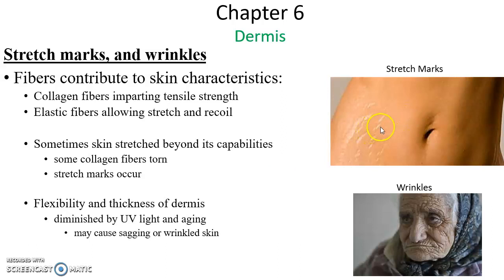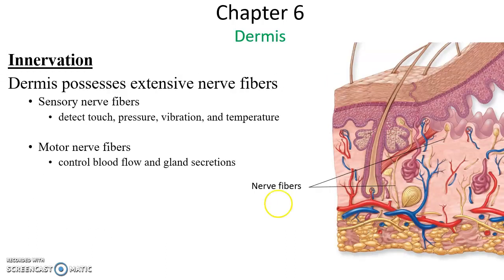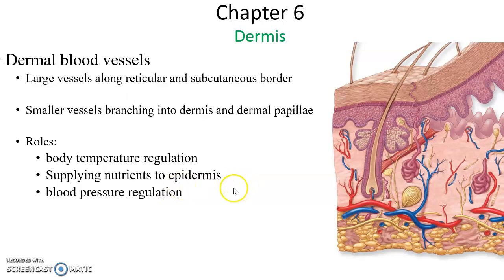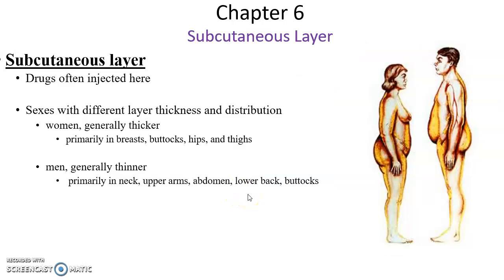Stretch marks are when the collagen fibers are damaged and cannot repair correctly, and so you have these torn fibers leaving the stretch marks. Also, over time, the dermis loses its flexibility and thickness from UV light, from aging, making sagging and wrinkles develop. And then the dermis also possesses sensory receptors to detect touch, pressure, vibration, temperature, and nerve fibers to control the glands and blood flow. And those blood flows involved in temperature regulation, supplying nutrients, and blood pressure. And we will have to stop here.